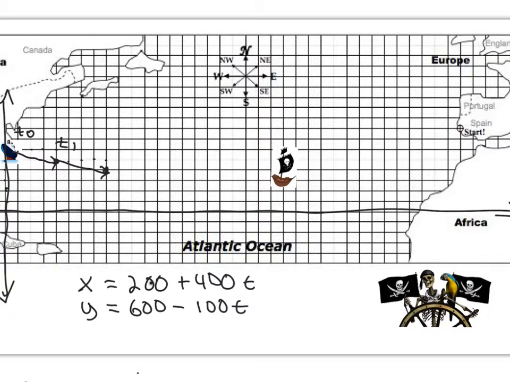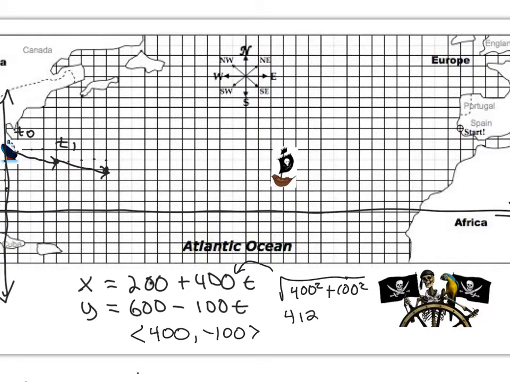Let's figure out how fast it goes. So if it moves 400 in the x direction and negative 100 in the y direction, what would its velocity be? Well, that's going to be the magnitude: the square root of 400 squared plus 100 squared. This is called my velocity vector. That's how fast I'm moving. And you'll see that he's moving about 412 miles a month.